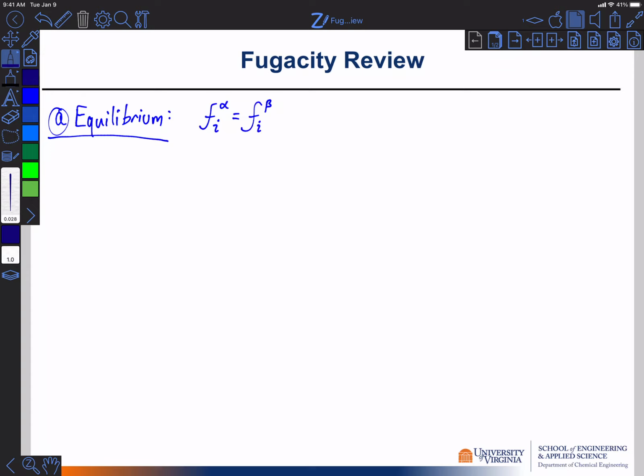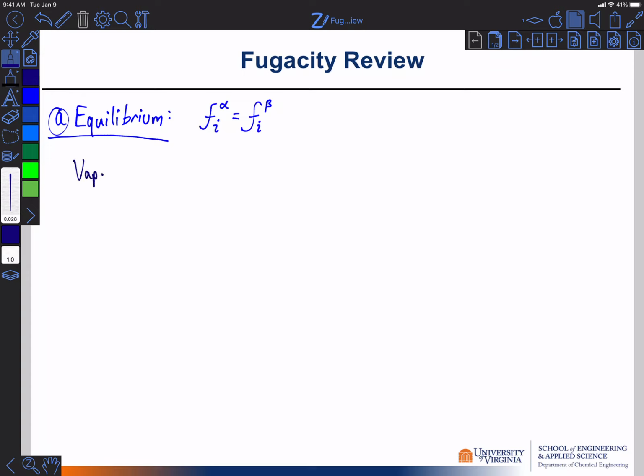The guiding principle is that at equilibrium, the fugacity for a given component is the same in every single phase that is in equilibrium with each other. So then the question becomes, how do we start to do something with this fugacity and relate things back to measurable quantities? We've talked about a couple different ways of doing this, and I just wanted to refresh or review that here.